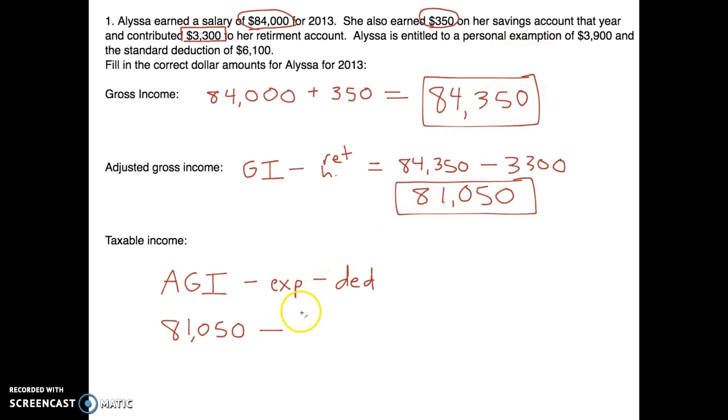And sorry, some of this is spelled wrong. I just copied and pasted it, and I'm just noticing it's spelled wrong in Maple TA too. So we're going to subtract out that 3,900. And then we're going to subtract out the deduction of 6,100. She'll end up with 71,050.